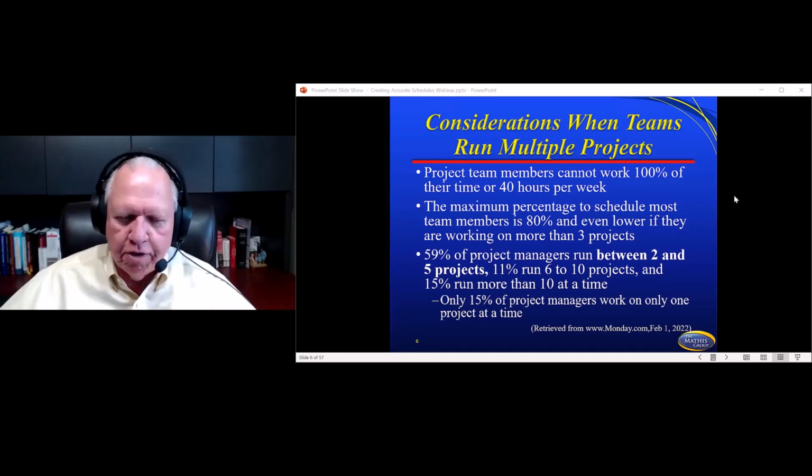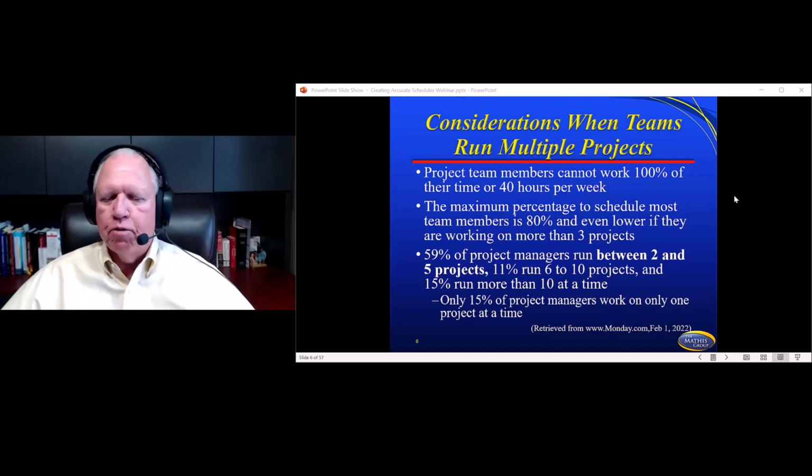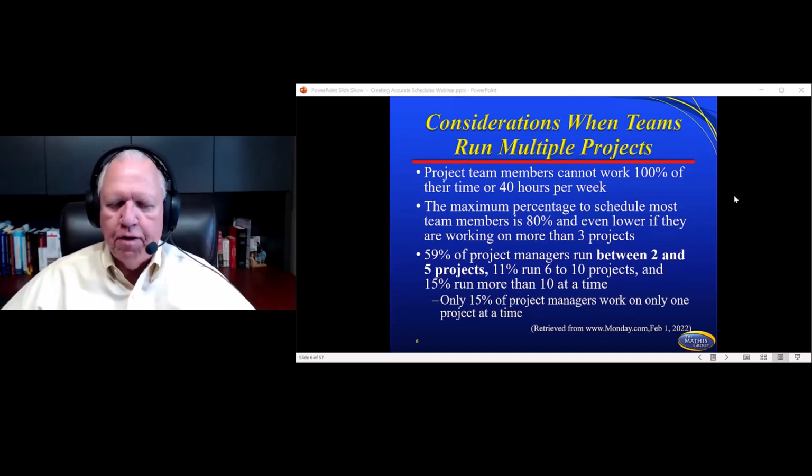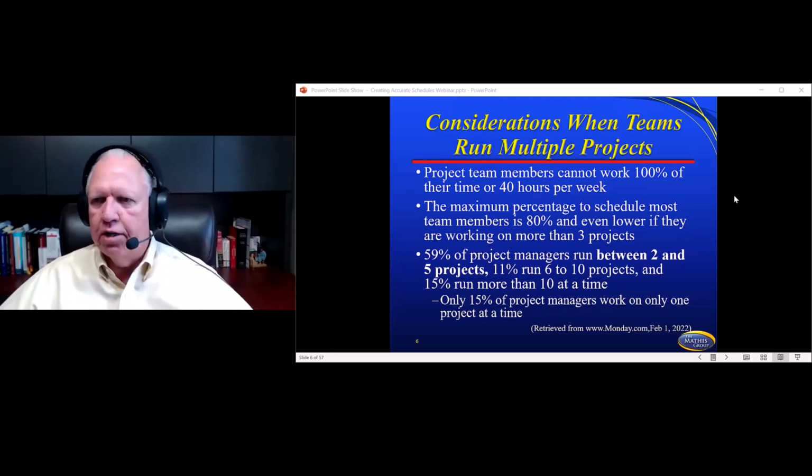Then notice the other percentage. 59% of the project managers run between 2 and 5 projects. 11% run 6 to 10 projects, and 15% run more than 10 at a time. And only 15% of the project managers work on only 1 project at a time.